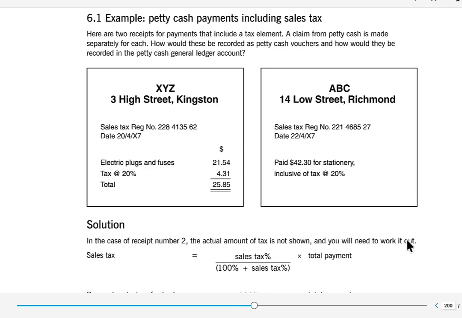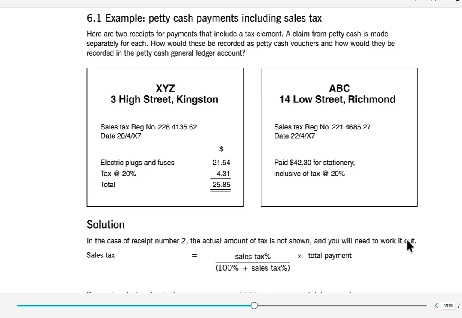Lesson 6.1 is an example that teaches you how to deal with petty cash receipts that include sales tax. In real life, when you buy small items using petty cash, the price you pay often includes sales tax. If your business is allowed to claim that sales tax back from the tax authority, then you must record the sales tax separately in your accounting records.